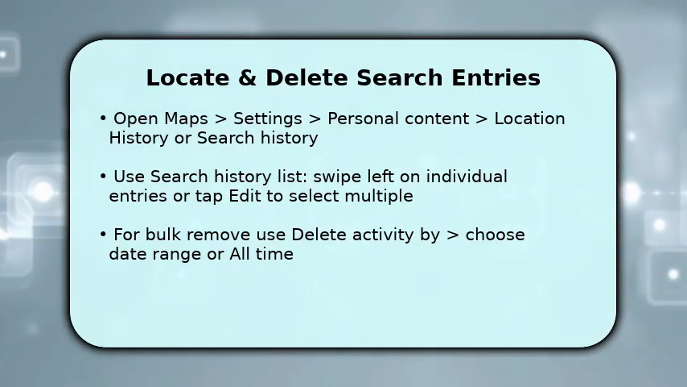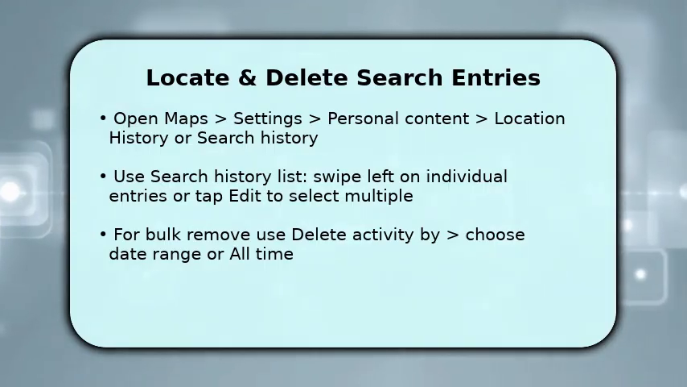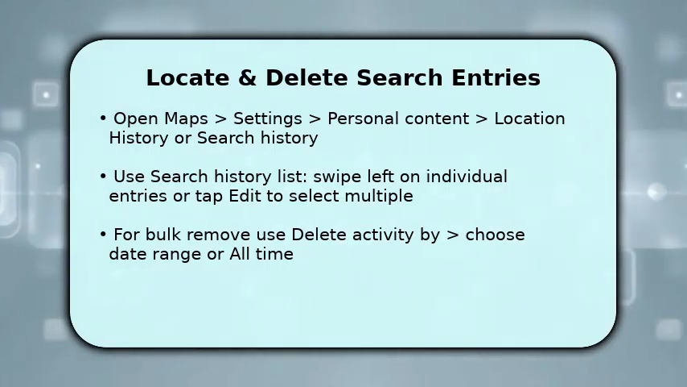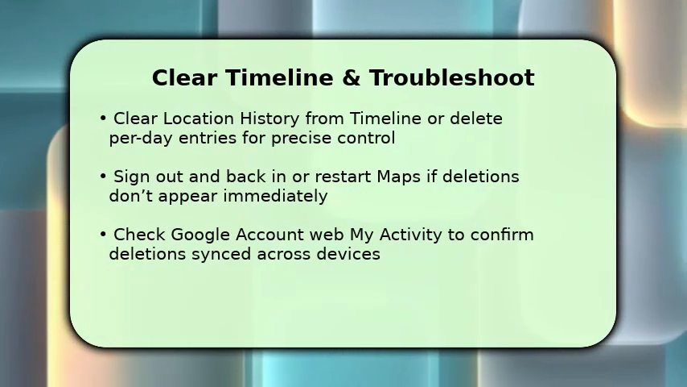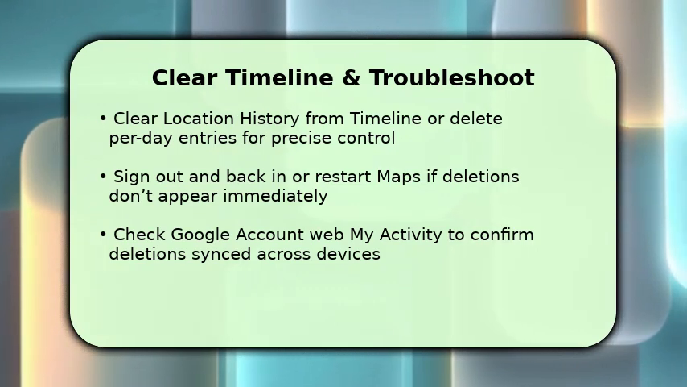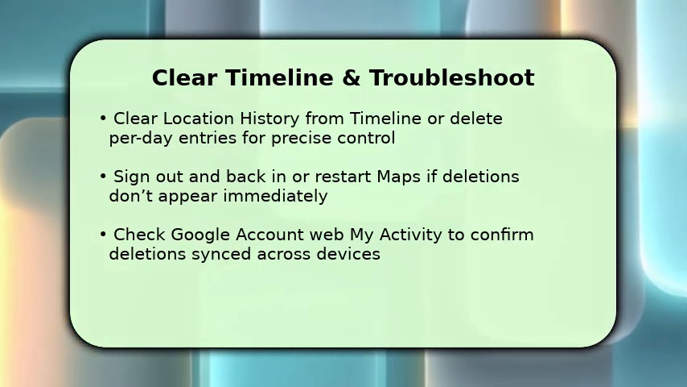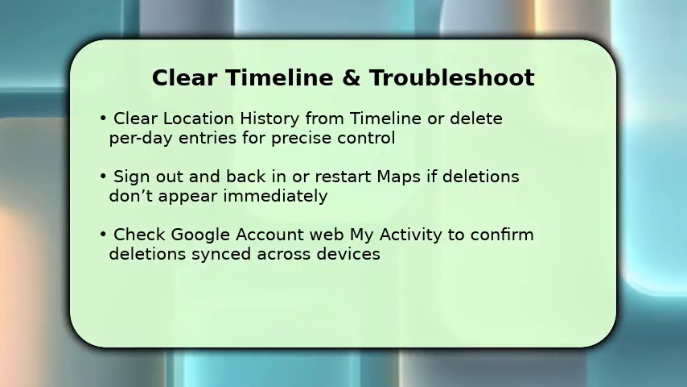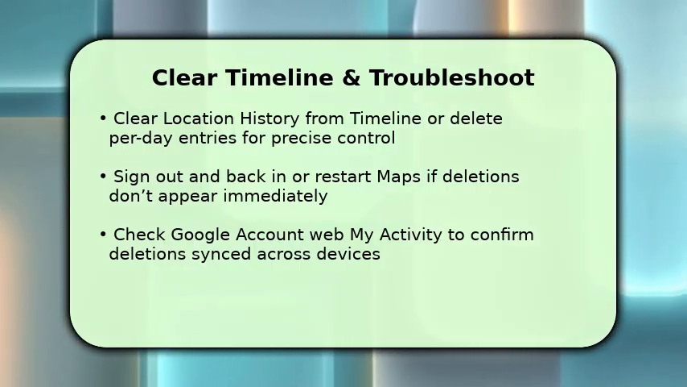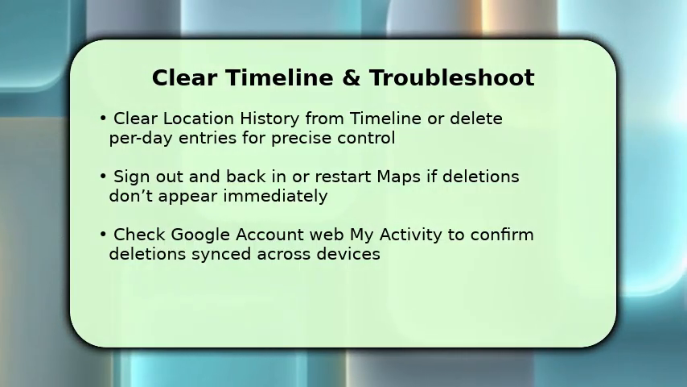Remember that deleting search entries isn't the end. Finish by clearing location history and Timeline if you want GPS-based place records removed. Open Timeline, tap Settings, then delete all location history or delete by date. Once done, sign out and back into the Maps app or restart your iPhone if changes don't show up.